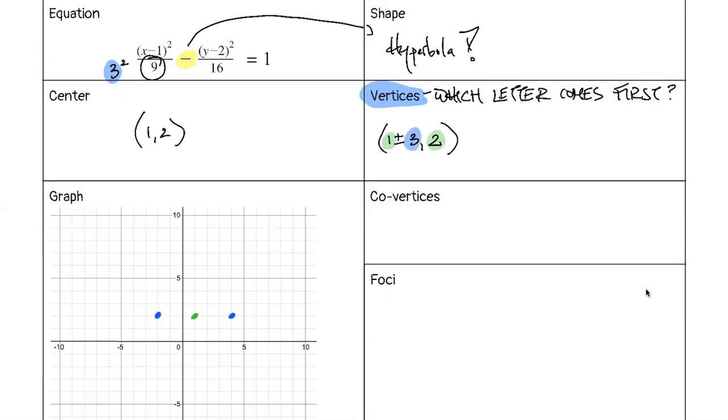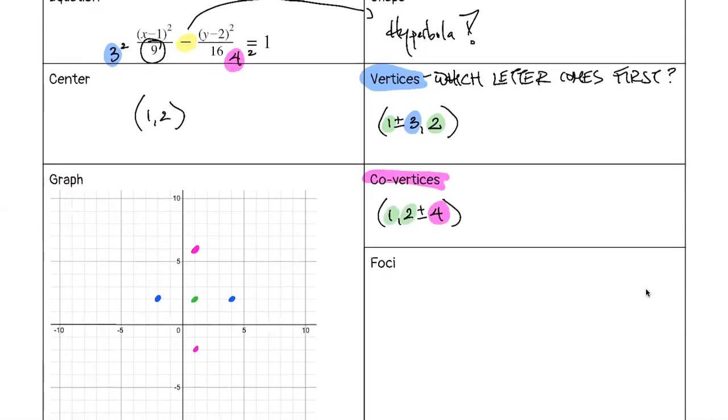All right, well, that leaves, in this case, 16 is 4 squared, so 4 is going to be where our covertices are. So from our center point, we're going to count up and down 4. And for our equations, we're going to have 1, 2 ± 4. And this ±4 is from the number underneath Y, and the 1 and 2 are from our center. Okay.